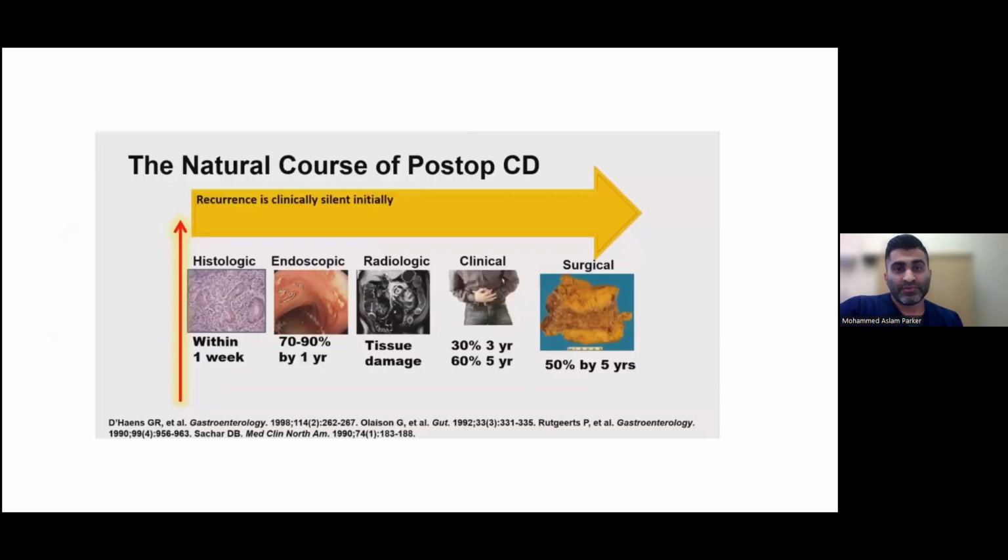So the natural course of post-op Crohn's disease. So essentially a patient undergoes resection. What to note, the patient is not cured of the disease. Within 1 week, there may be histological recurrence. Within 1 year, endoscopically, there may be evidence. But to note about the natural course, most importantly, is clinical symptoms often remain silent. They occur once tissue damage has already occurred, and this is often too late. 30% of patients by 3 years, 60% by 5 years, and then at 50% of patients by 5 years.